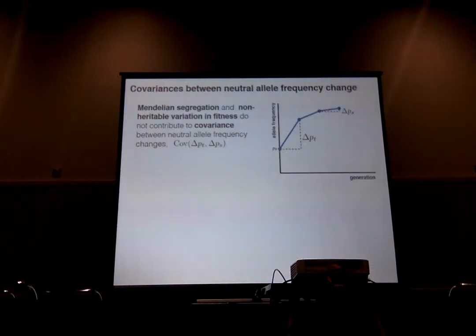So to step through the basics of our theoretical model, I'm going to discuss how we're going to model these covariances by looking at each component through time. It's important to note that there are other stochastic processes that affect allele frequency change through time, non-heritable variation in fitness and Mendelian segregation add noise to this process, but these don't create the covariance I'm talking about. They don't contribute to this covariance. So I'm not going to really talk about these.